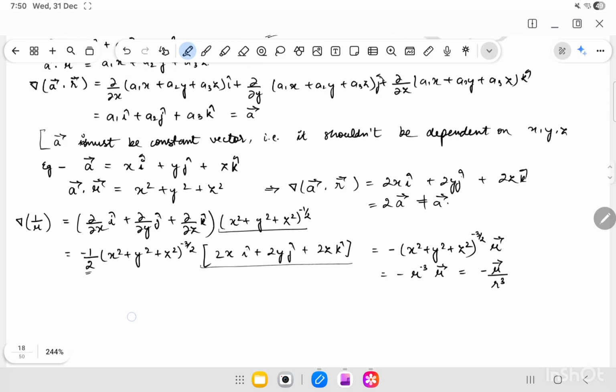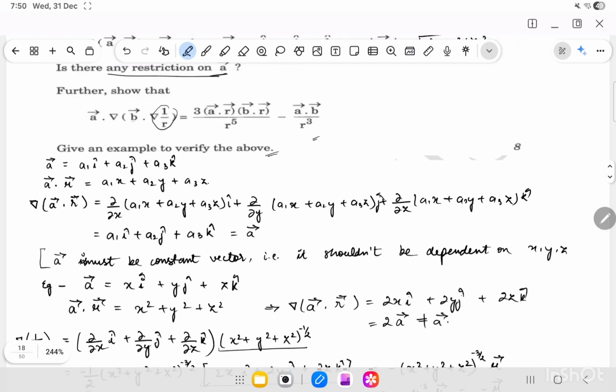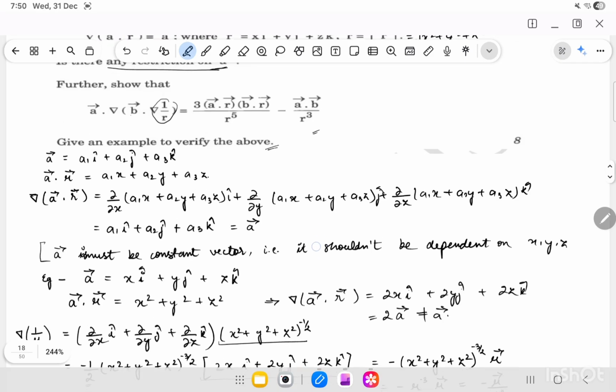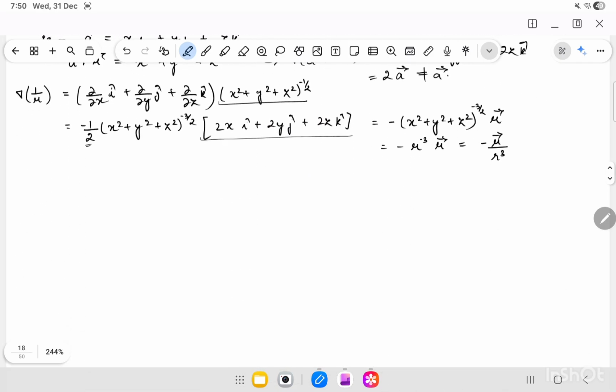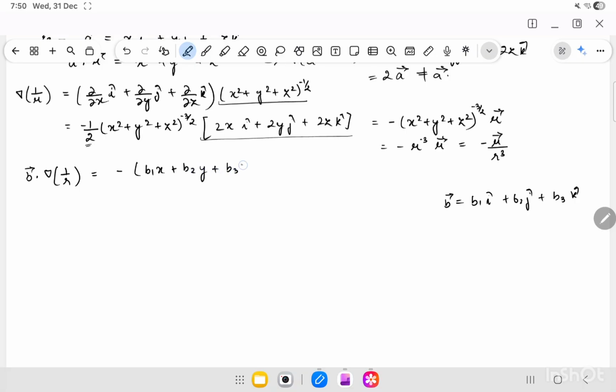Now, another thing is if I evaluate the dot product of b with this gradient of 1 by r, it will be equal to b vector dot gradient of 1 by r. If my b vector is, let's say, b1 i cap plus b2 j cap plus b3 k cap, then this will be equal to minus (b1 x plus b2 y plus b3 z) divided by r cube.